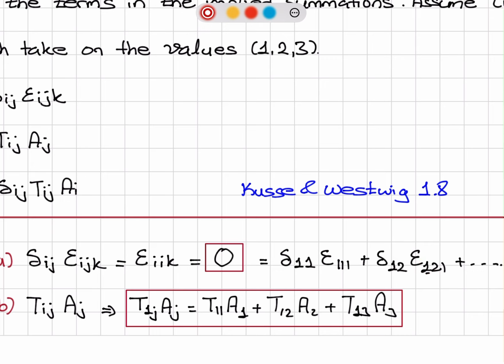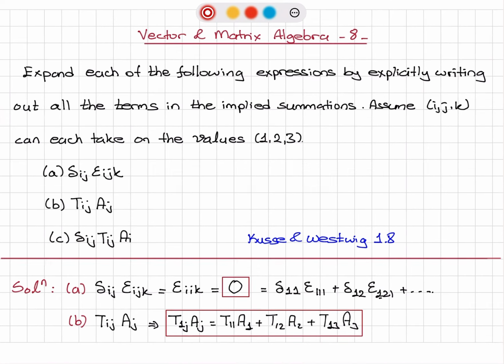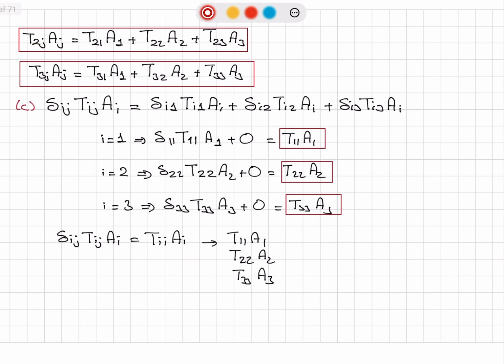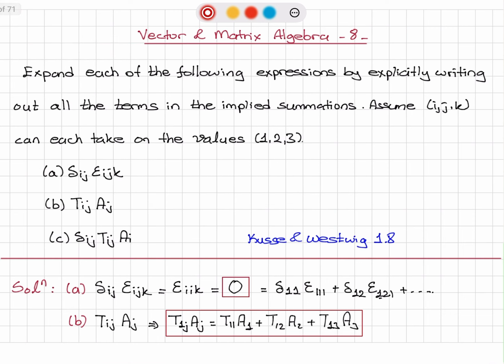Tij Aj is T1j Aj, which is T11 A1 plus T12 A2 plus T13 A3. This j index is repeated twice, so that means there is an implied summation over the j index. And depending on different values of i, we have different answers. So T2j Aj or T3j Aj, they give different expansions. And for delta ij Tij Ai, this implies it's Tii Ai, which means it's T11 A1 for i equals 1, T22 A2 for i equals 2, and T33 A3 for i equal to 3.